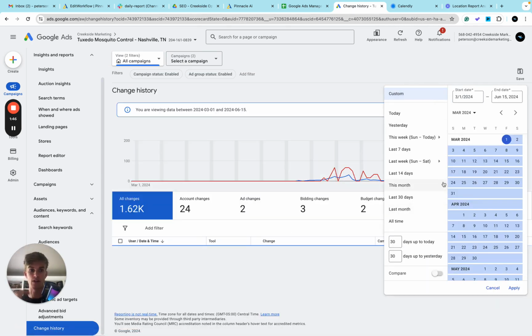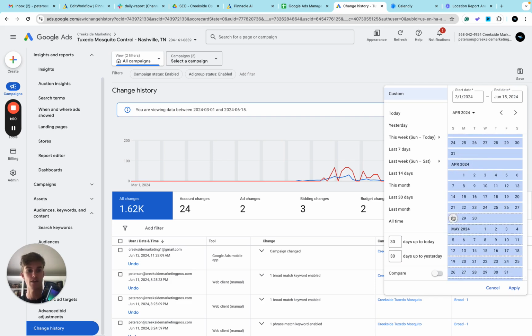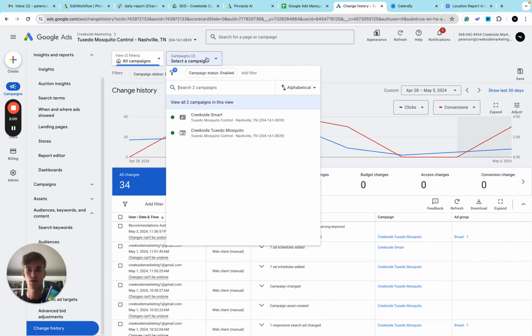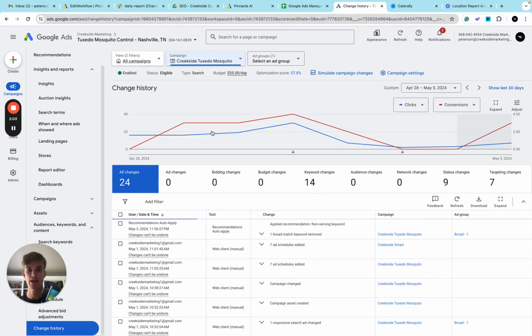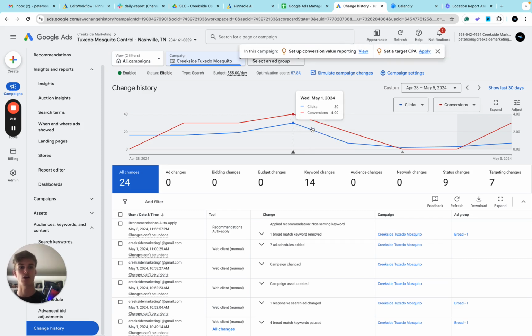We would then want to filter for the April 29th. So 28th to the 4th. Or 28th to the 5th, click apply. And we're going to select a campaign. And we can see where the increase was. So there was clearly a change here, and then clicks dropped off and conversions dropped off as well.